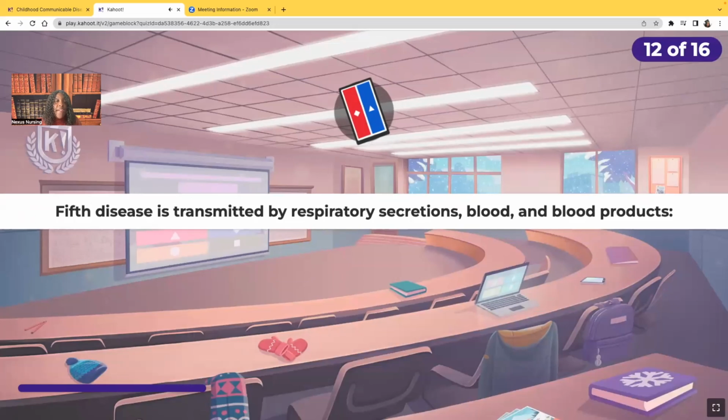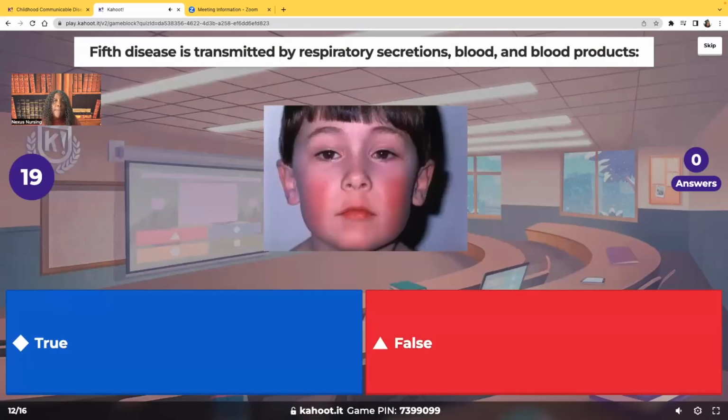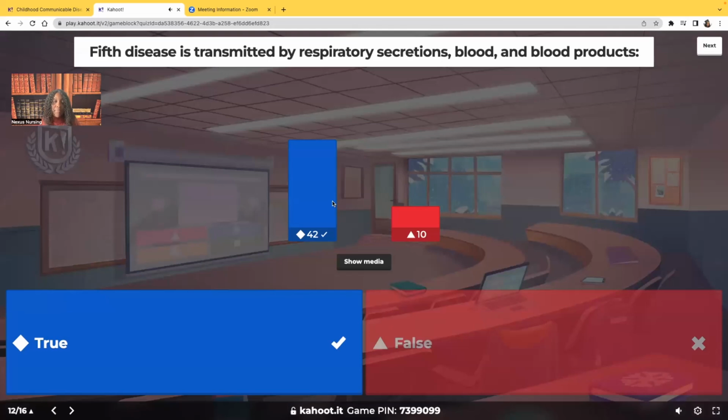True or false? Fifth disease is transmitted by respiratory secretions, blood, and blood products. Now look at his face as well. Look at his cheeks, just as it's red, as if someone just slapped him on the cheeks. Is it transmitted by respiratory secretions, blood, and blood products? True or false? True.